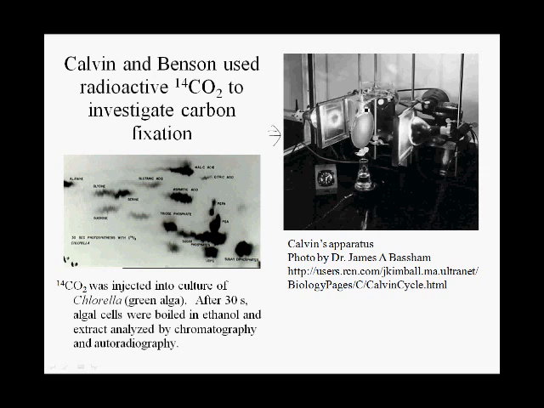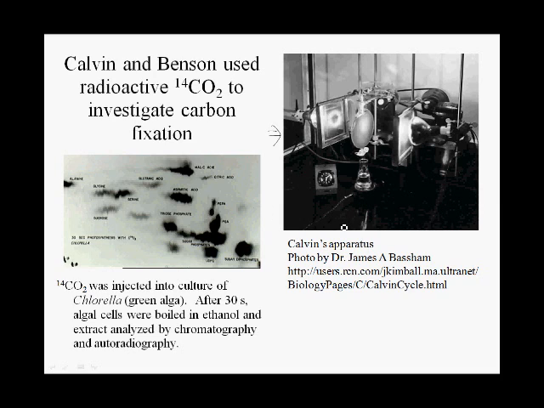Now into this culture, they can bubble in radioactive carbon dioxide for these algal cells to fix and turn into organic carbon. At various time points, they can open the spigot and release some algal cells into this flask of hot ethanol, which immediately stops the reaction, and then they can analyze the radioactive components by two-dimensional paper chromatography and autoradiography.